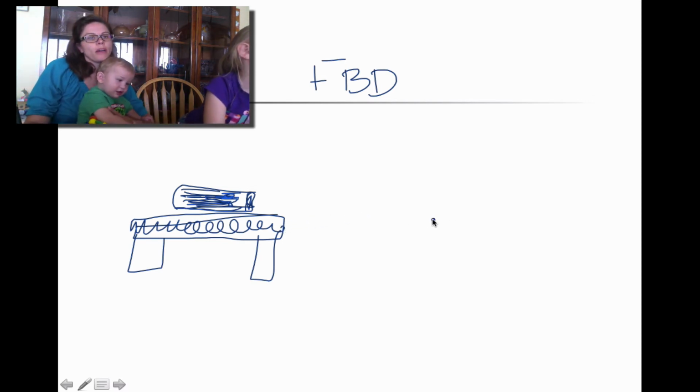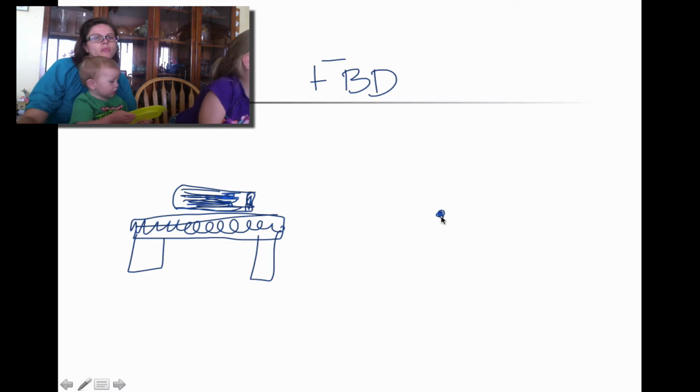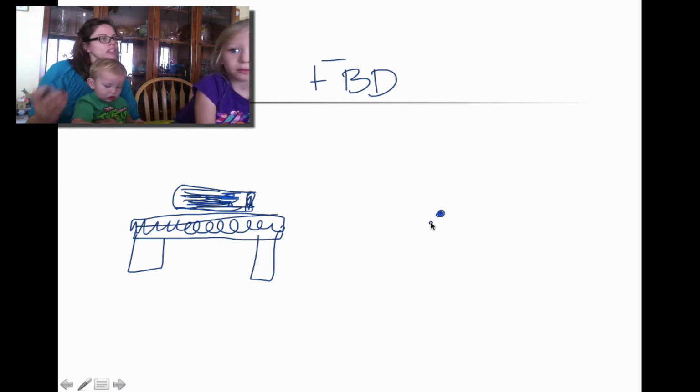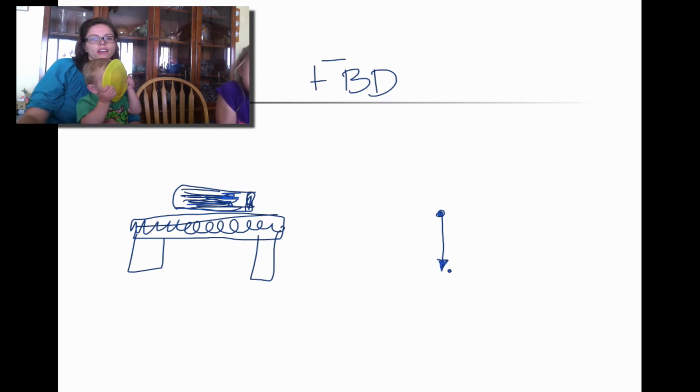Okay. So free body diagrams, we denote whatever object we're talking about with a dot. And then we draw all the forces acting on it. So Louisa, what's pulling the book down? What's keeping the book on the table? Gravity. And that gravitational force is called the weight. Weight. Very good. And weight starts with the letter what?